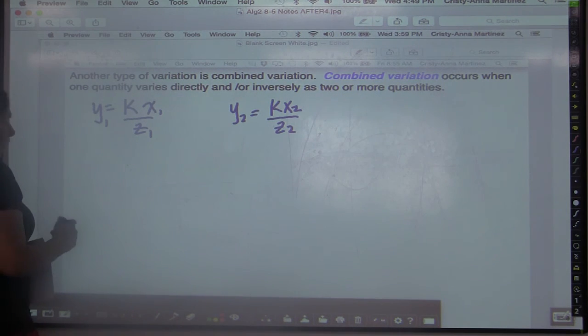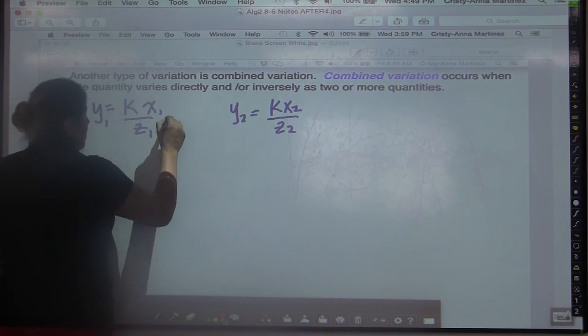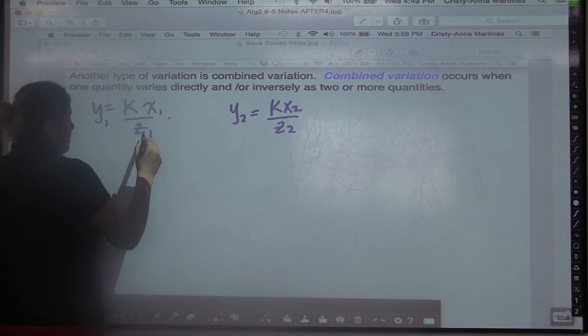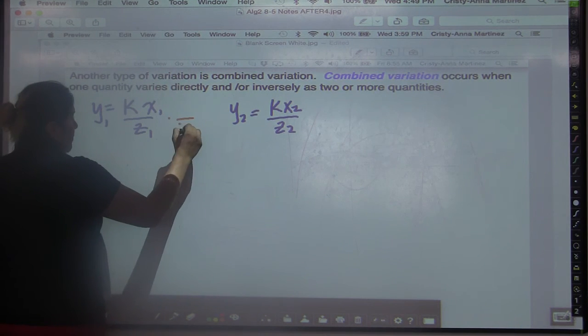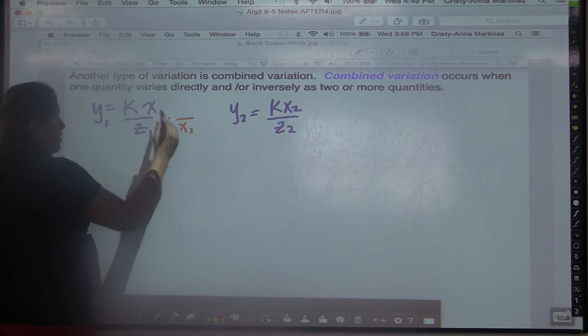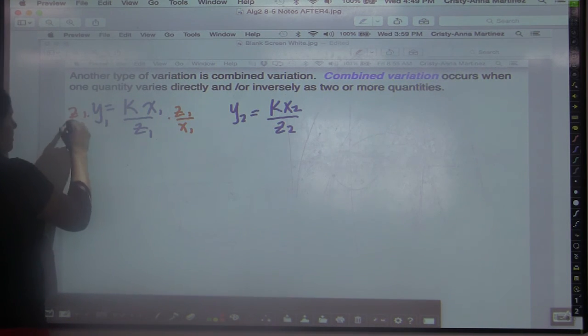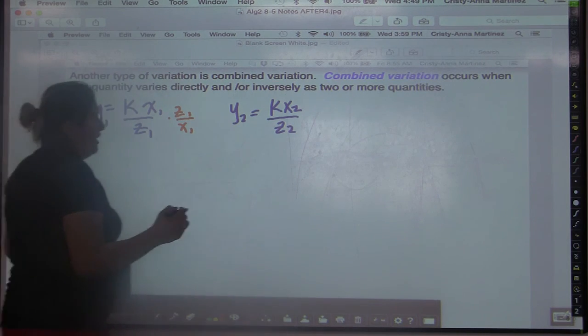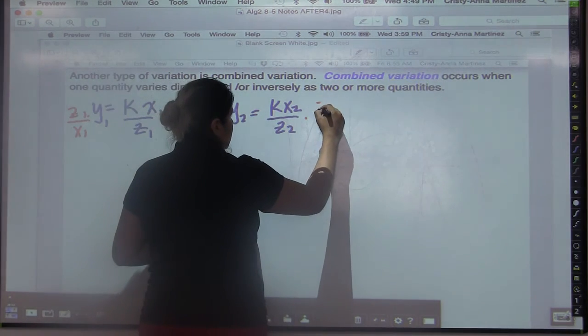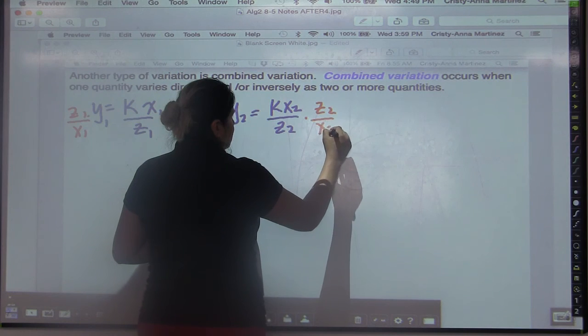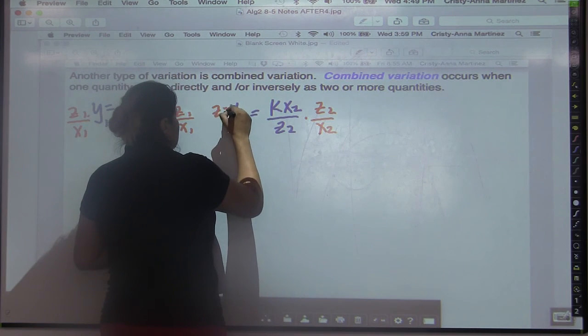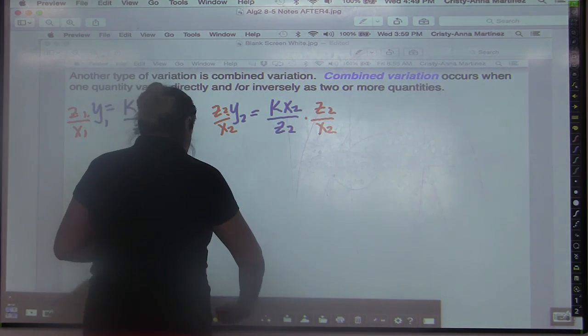And to solve for k, you would have to multiply by the reciprocal of these two things. So to get rid of the x1, I need to put x1 on the bottom. To get rid of the z1, it needs to go on top, and you need to do the same thing to the other side. And over here, same thing, we're going to multiply z2 over x2.